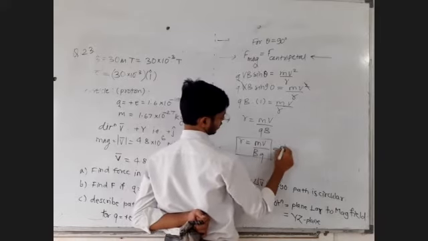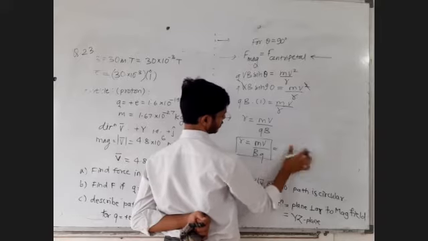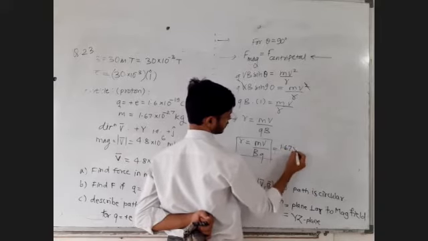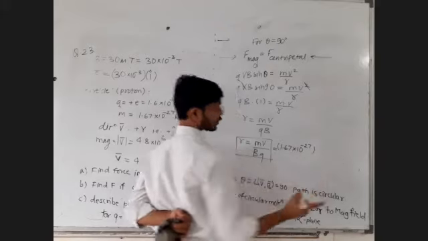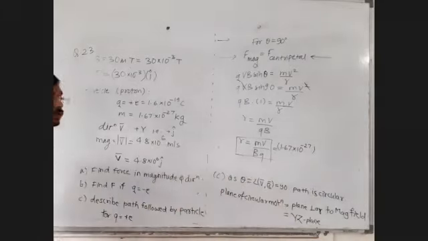So the answer is m. The mass of the particle is given as 1.67 into 10 to the power minus 27. It's a proton actually. Get familiar with these types of calculations. Today you are going to do the calculations.